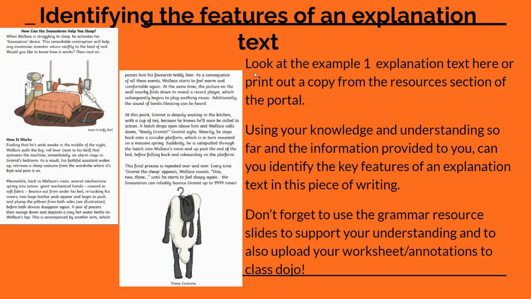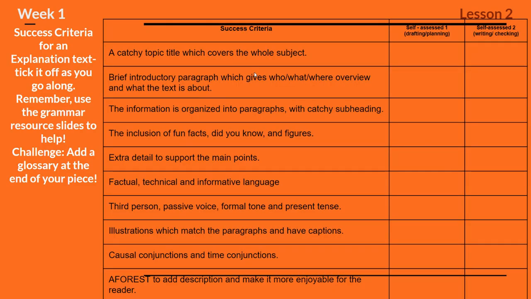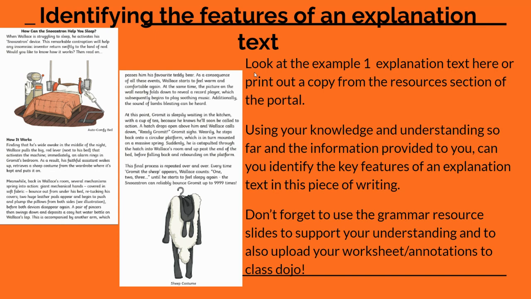The example text here, we are asking you to print out a copy if you can, or just look at them here. Can you annotate them using your knowledge and understanding so far and the information provided to you? Can you identify the key features of an explanation text in this piece of writing? Don't forget to use the grammar resource slides and your success criteria, which can be found on the next slide. So here, which I'll go along with you in a moment, can you use them to identify the key features?